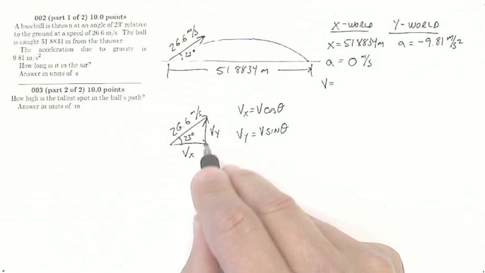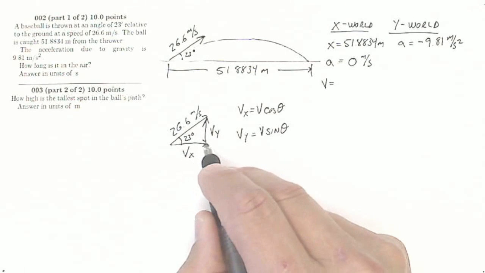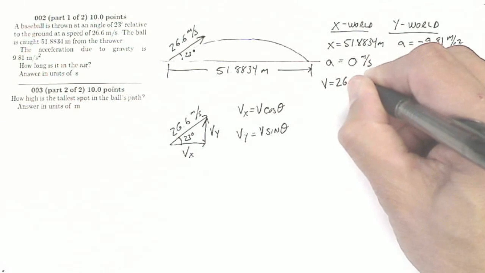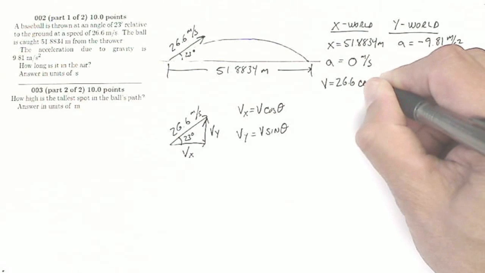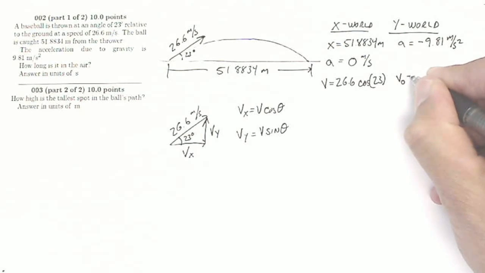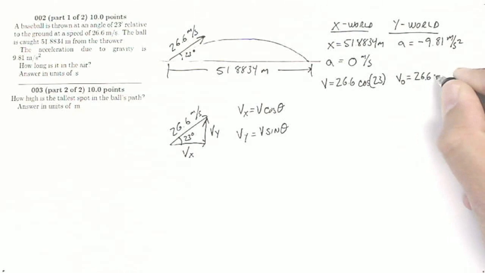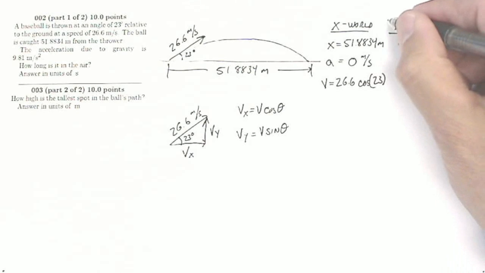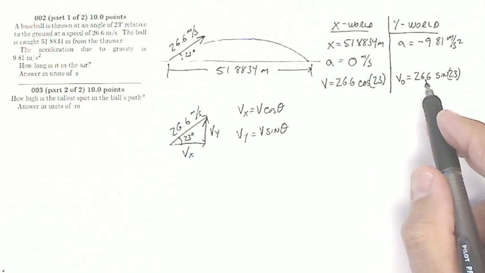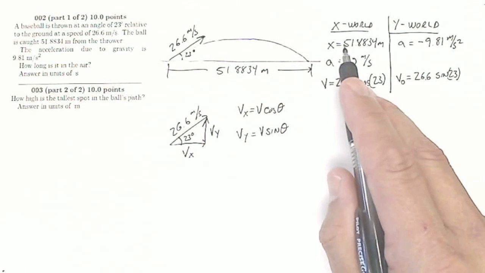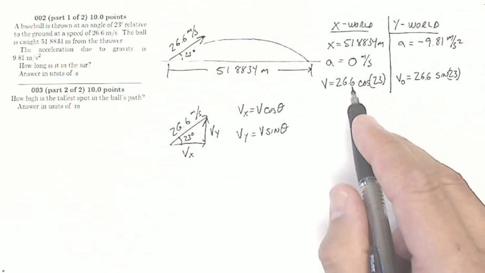Then I would have an x component and a y component of this initial 26.6 velocity. So in the x world, my velocity is going to be 26.6 times the cosine of 23 degrees. And in the y world, my initial velocity is going to be 26.6 times the sine of 23. That's the initial velocity. That's the velocity over here where it takes off. So now I'm looking for time. I could go and use one of my tricks in the y world and figure out my time there, but what's neat is I've got a distance and a velocity in the x world already.